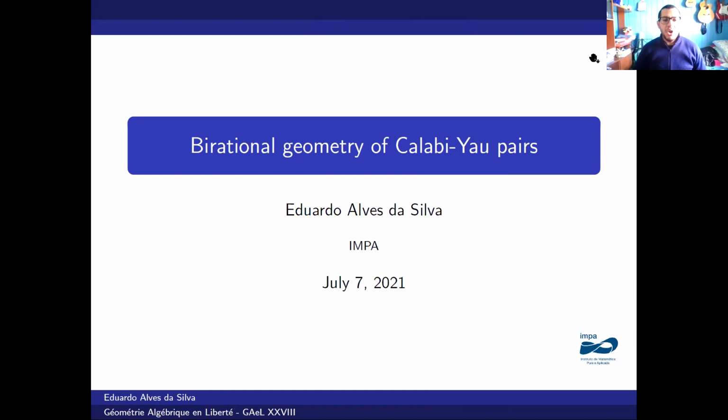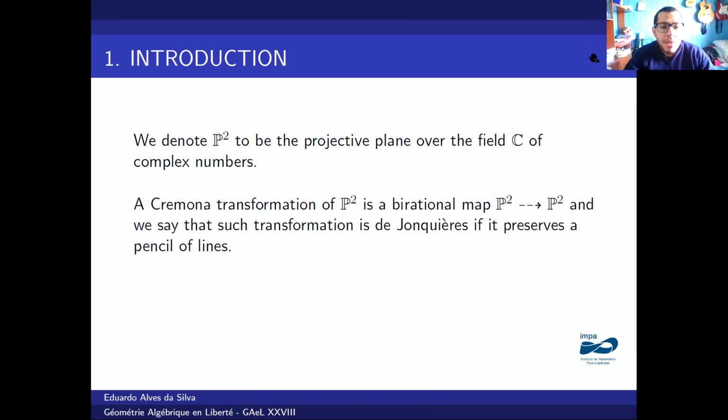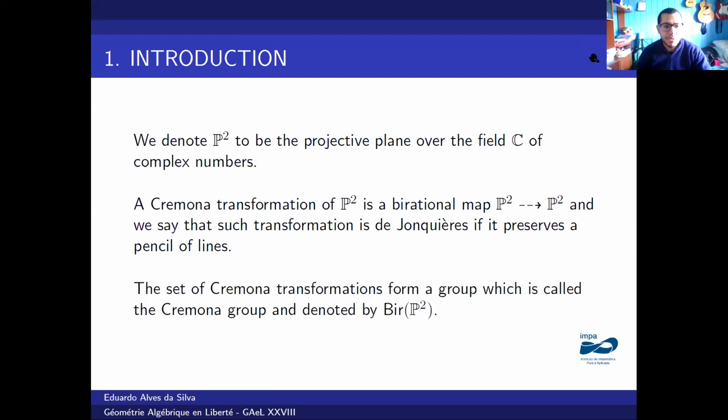And in this talk, I will talk about some birational geometry of Calabi-Yau pairs. We denote P2 to be the projective plane over the field C of complex numbers, and a Cremona transformation of P2 is a birational self map of it, and we say that such a transformation is de Jonquières if it preserves a pencil of lines. The set of Cremona transformations together with the operation of composition forms a group which is called the Cremona group and denoted by Bir(P2).